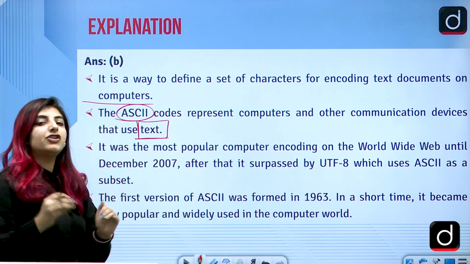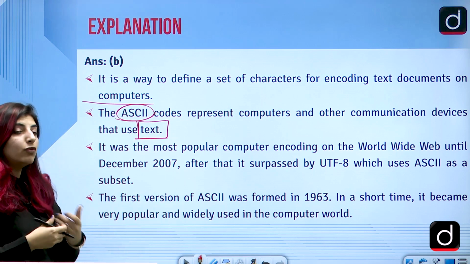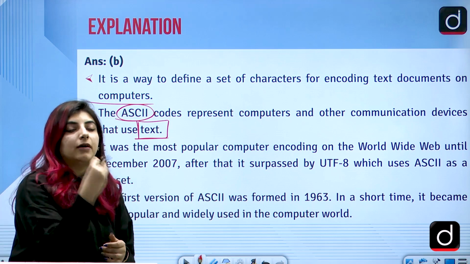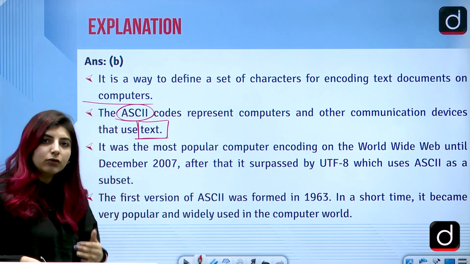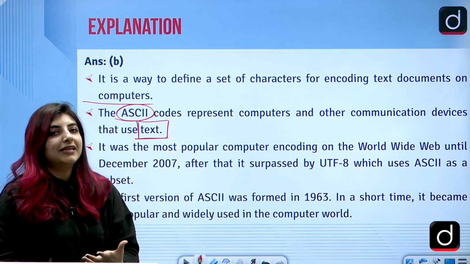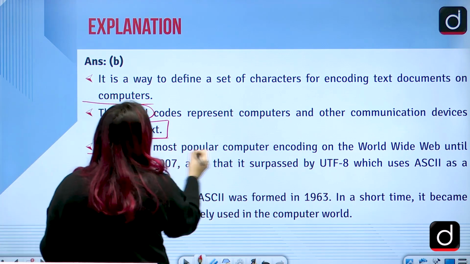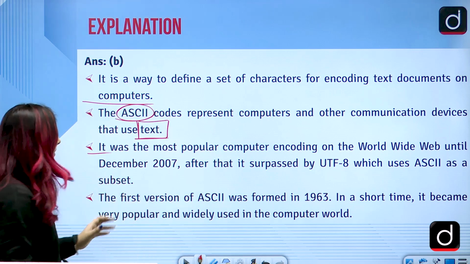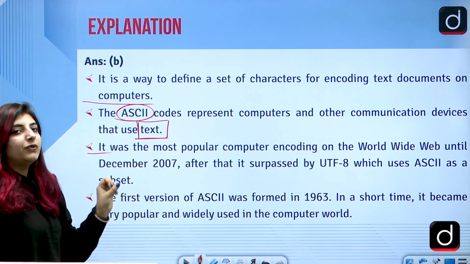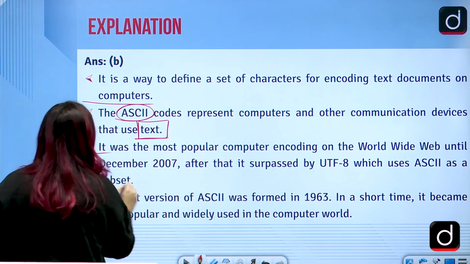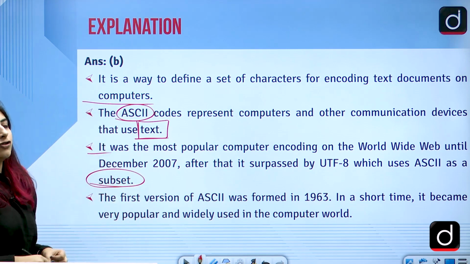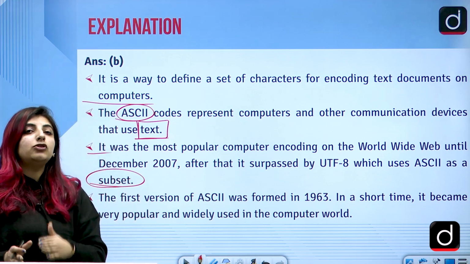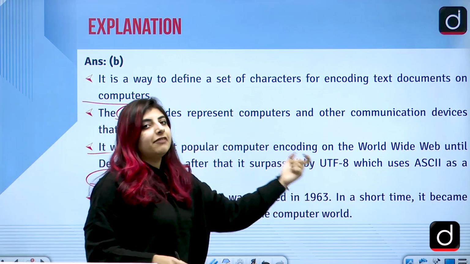The ASCII codes represent computers and other communication devices that use text. So whatever is related to textual format, even in our phones, in our touch screens, we have the ASCII code, because it helps the operating system of our phones understand what the user is pressing. It was the most popular computer encoding on the World Wide Web until December 2007. After that, it was surpassed by UTF-8, which uses ASCII as a subset. So this could be a factual question: after ASCII code, what has superseded it? That is UTF-8.